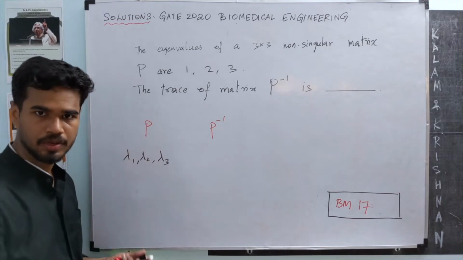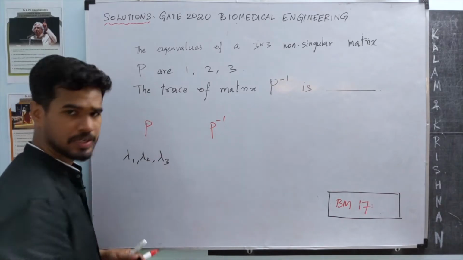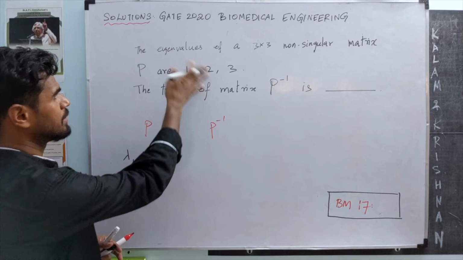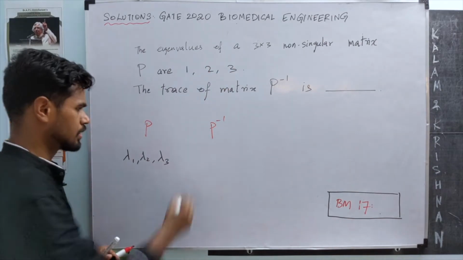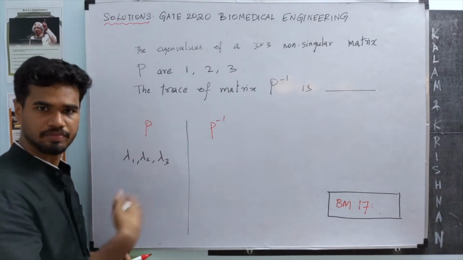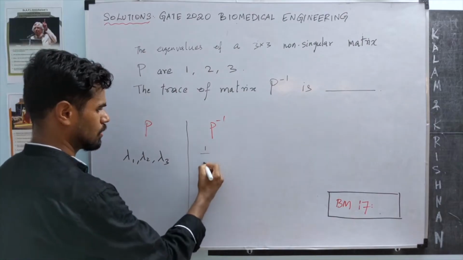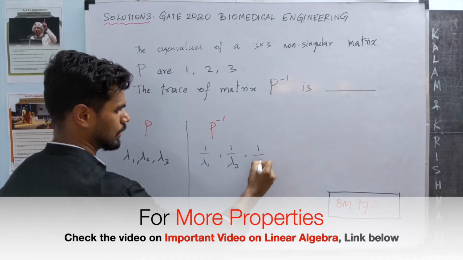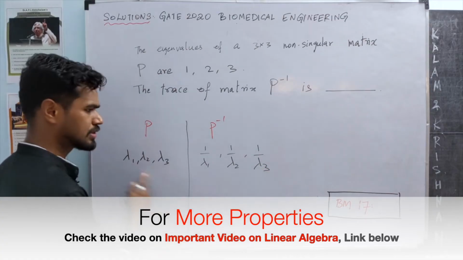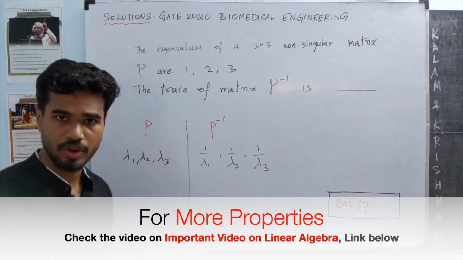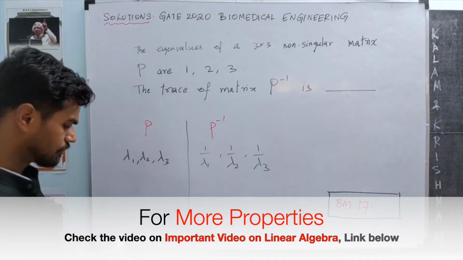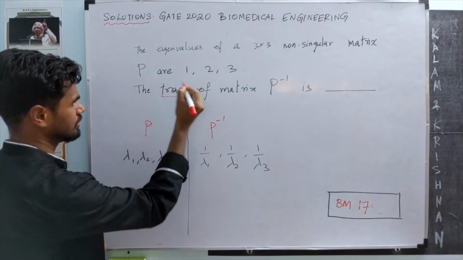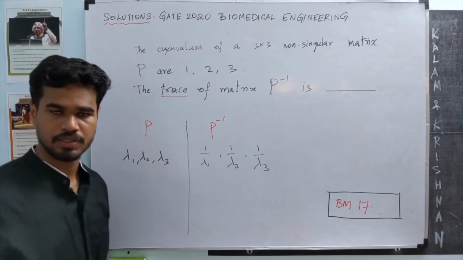First thing, what are the eigenvalues of P inverse? If P is non-singular, it turns out to be very simple: 1 over lambda 1, 1 over lambda 2, 1 over lambda 3. So given the eigenvalues of P, we can find the eigenvalues of P inverse.